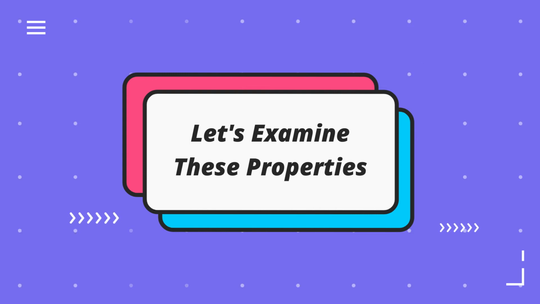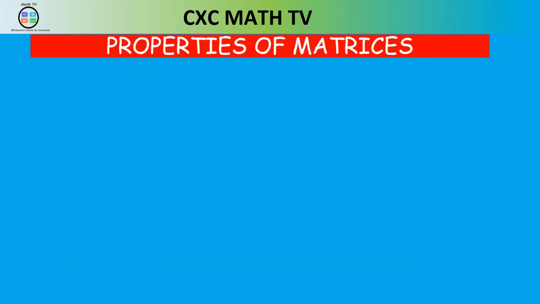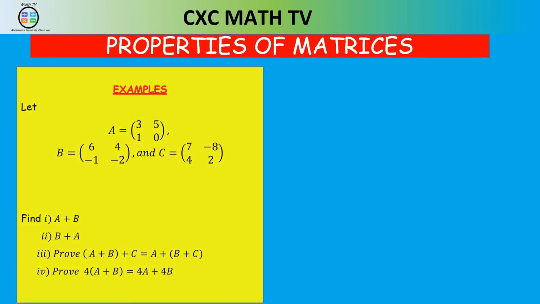For example, given the matrices A, B, and C, we need to find A + B, B + A, prove that (A + B) + C is equal to A + (B + C), and prove that 4 times (A + B) is 4A + 4B. Now let's start with part 1.